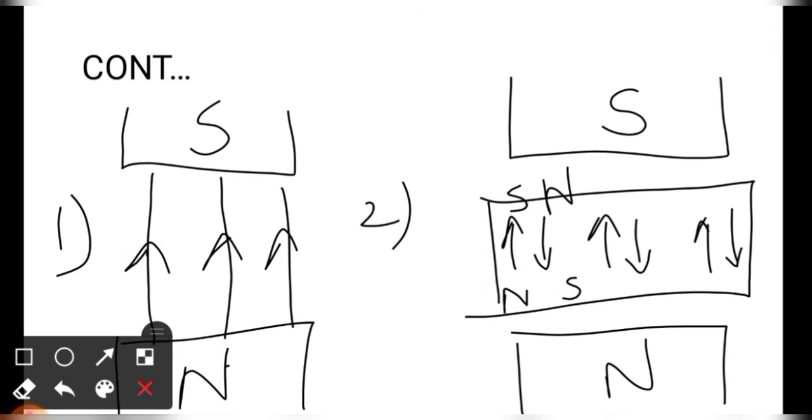Therefore, this material does not react with the magnetic field produced by the two poles, and this material is known as a diamagnetic material. Diamagnetic material has less permeability. The permeability of diamagnetic material is less than the air. Example of diamagnetic material is wood, water, soil.